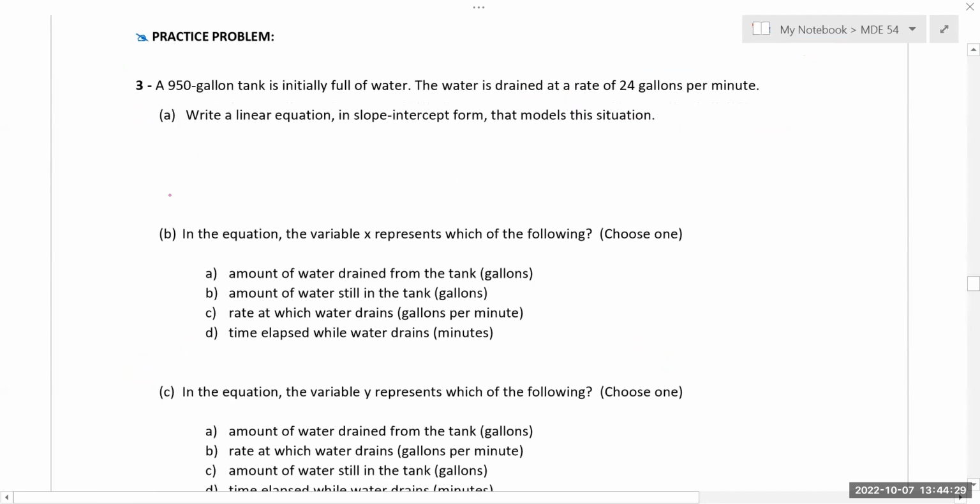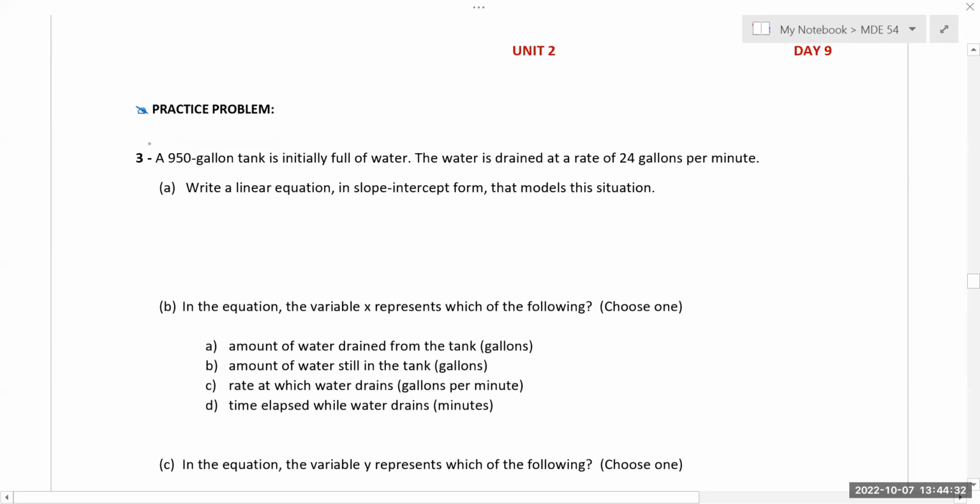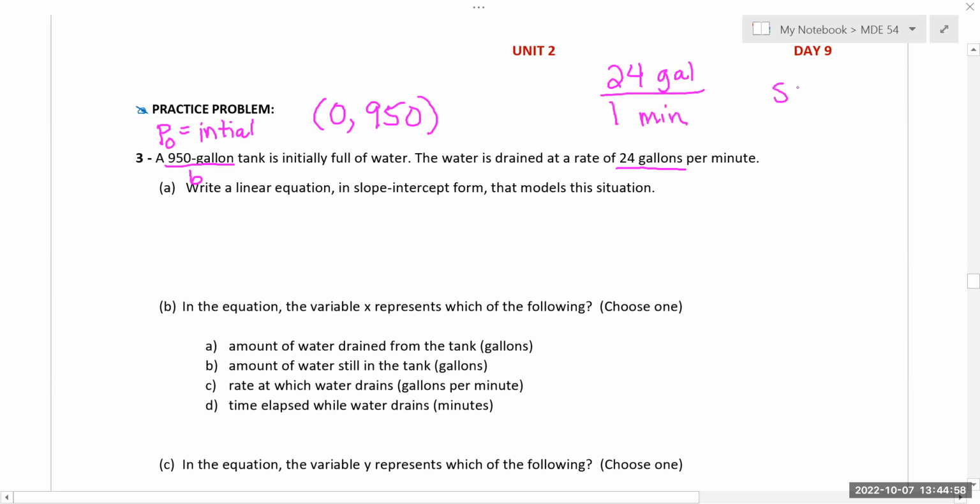We've got a 950-gallon tank that is initially full of water. That's your b. That's your initial value. Time is x. So at 0 time, that tank is full. The water is then drained at a rate of 24 gallons per minute. That's your slope. And by writing it that way, I can now answer the question of what x represents. It's minutes. It's time elapsed in minutes.